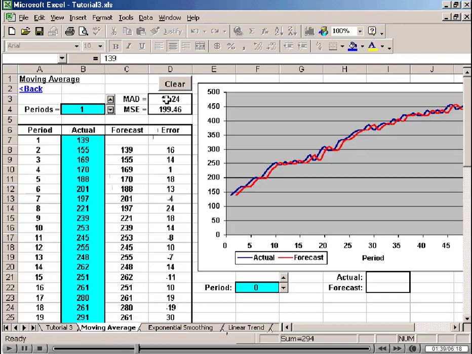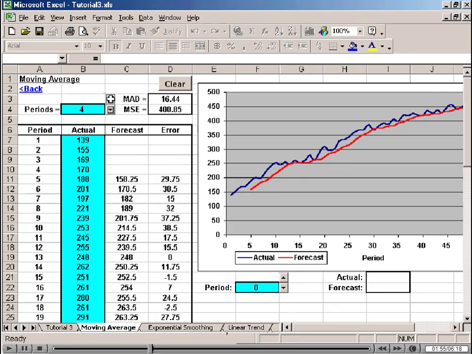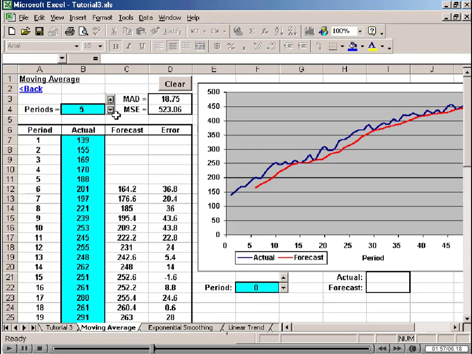Using the mean absolute deviation, that is the mean error, to measure the accuracy of the method, a naive method has a mean absolute deviation of 12.124. A 2-period moving average is slightly better, but the 3-period on up yields successively worse mean absolute deviations.